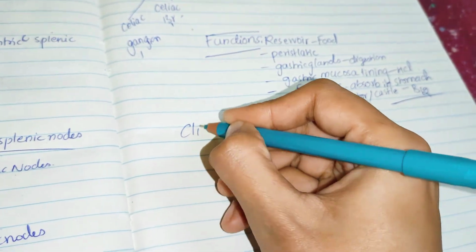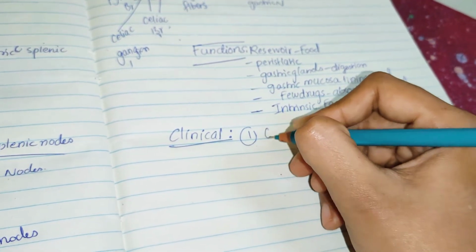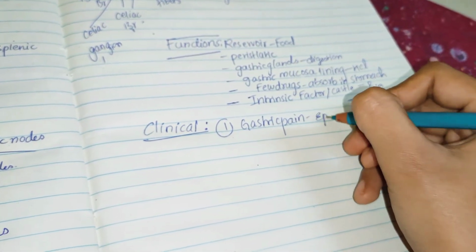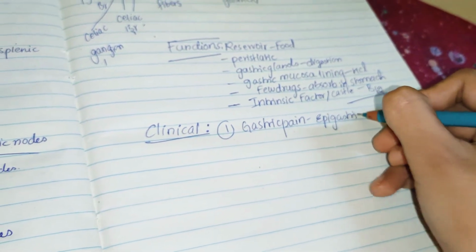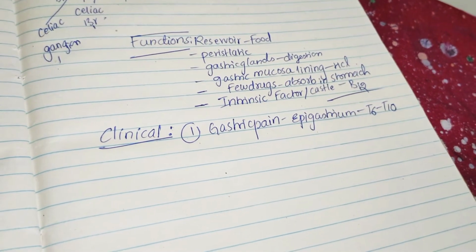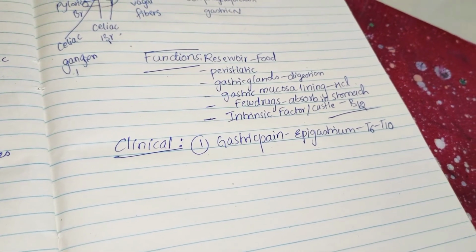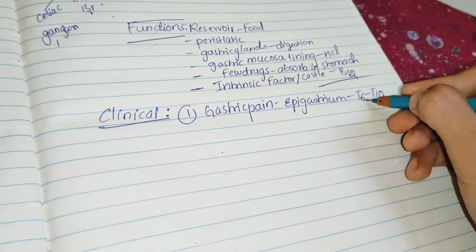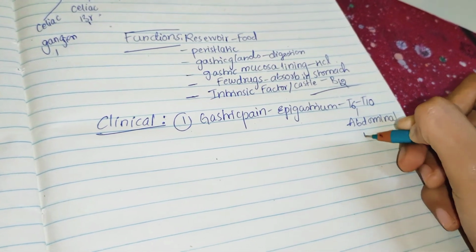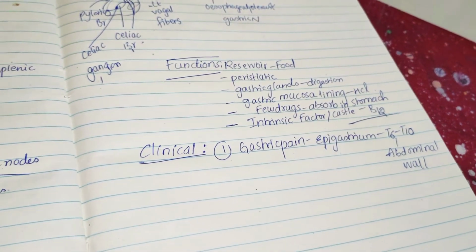Now let us complete this session by means of clinical anatomy. In the clinical anatomy, the first point is gastric pain. Gastric pain is mainly felt in the epigastrium because it is supplied by the roots of T6 to T10 of the spinal cord. The same T6 to T10 also supplies the abdominal wall. That is the reason why you get pain in the epigastrium or the abdominal wall, or there can be local spasms, right?